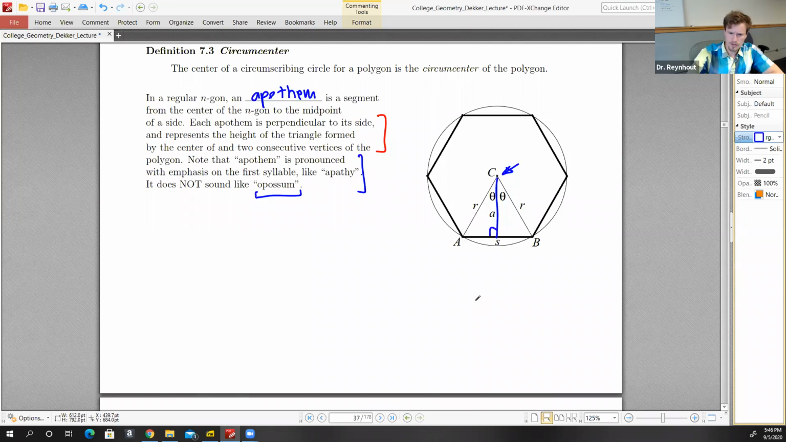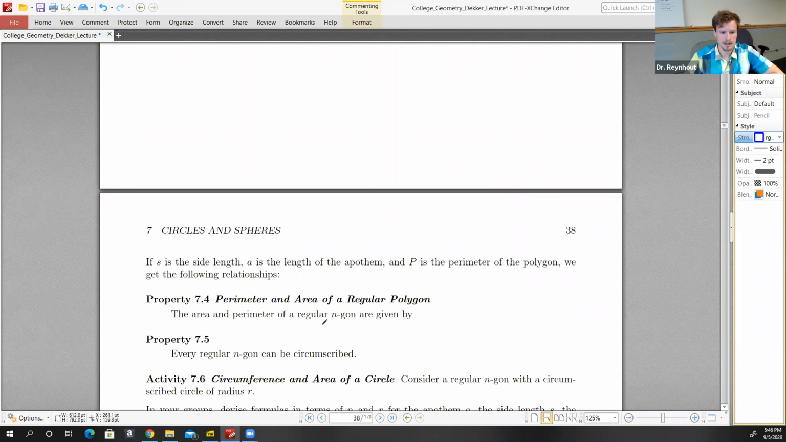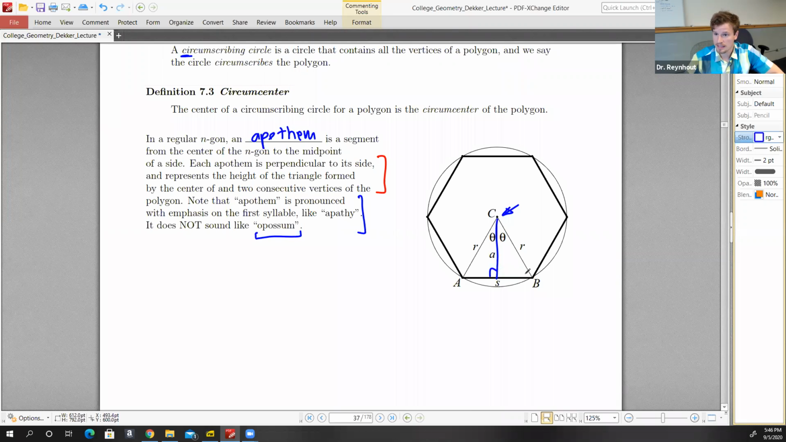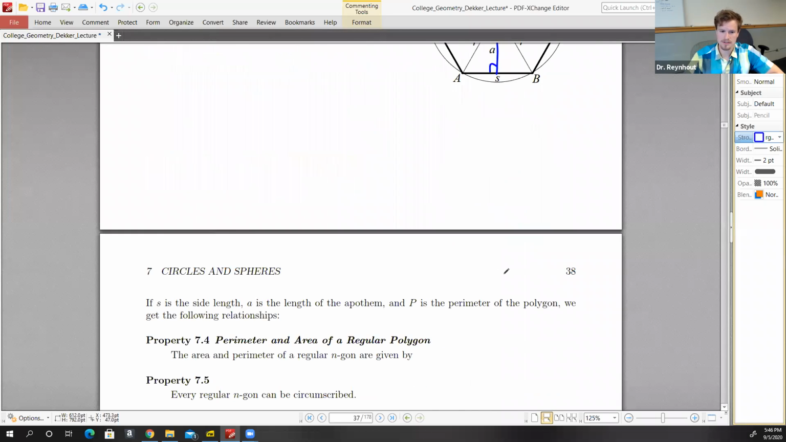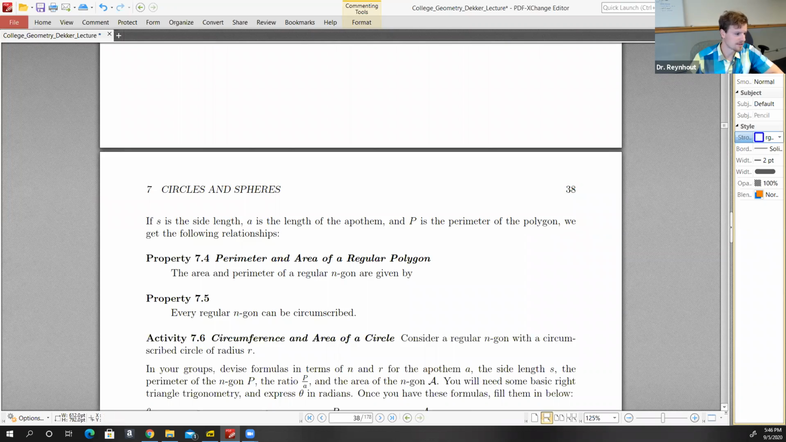So the perimeter, right, if S is the length of a side, and we're looking at a regular n-gon here, each side length is the same, and there are n of them, and they're all length S, then of course the perimeter would simply be given by P. P, perimeter, is equal to the number of sides times the length of each side. That's easy.